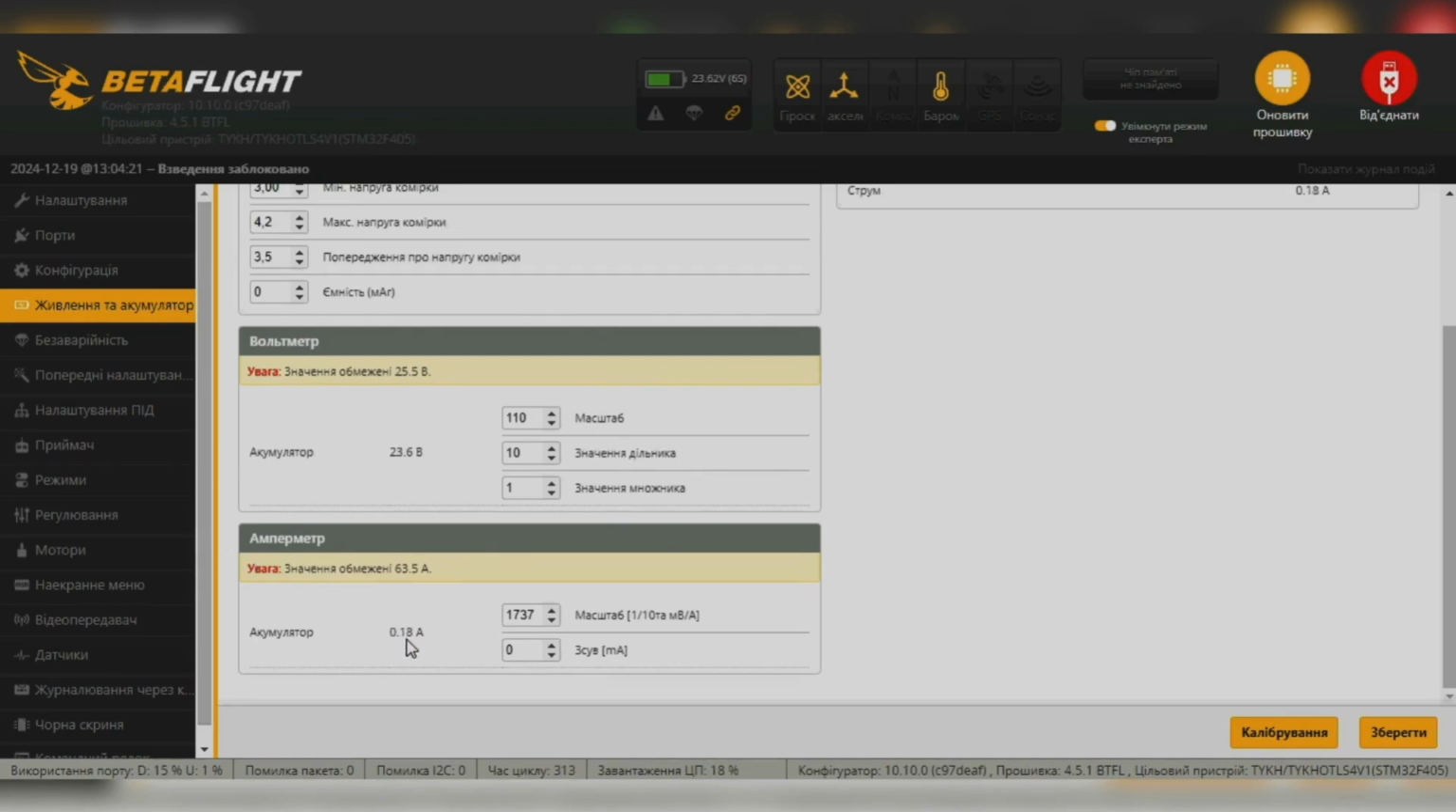Another section is the current meter, which, as mentioned earlier, shows the current draw. This section also includes such parameters as scale and divider value. The voltage meter and current meter sections can be used to calibrate the voltage and current sensors. If the voltage or current readings displayed on the screen differ from the actual measurements taken with a voltmeter or ammeter, calibration needs to be performed.